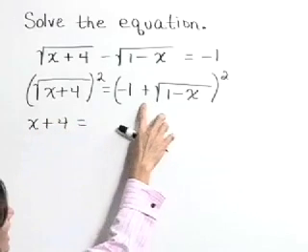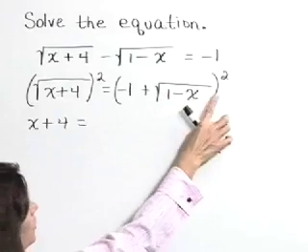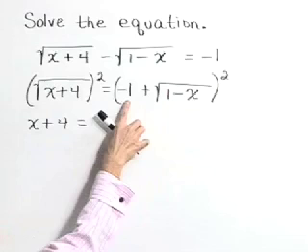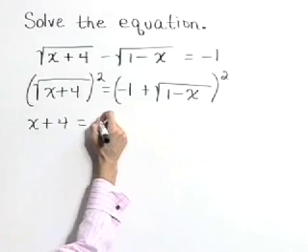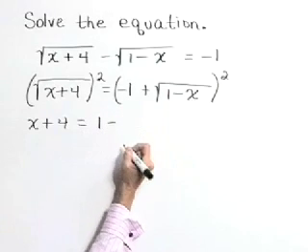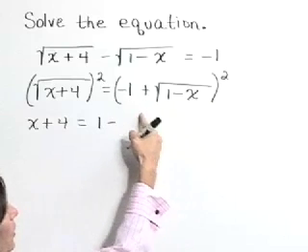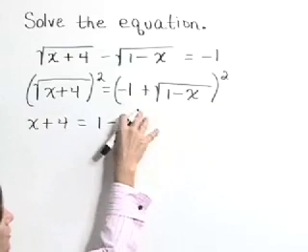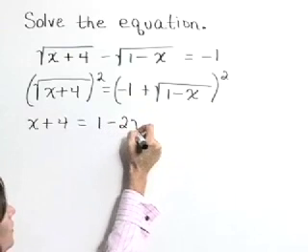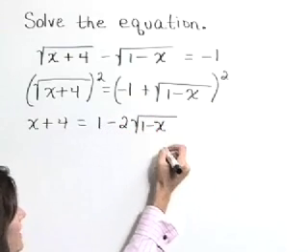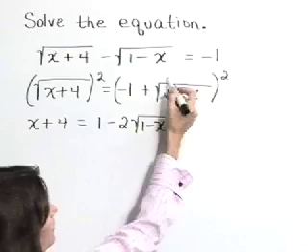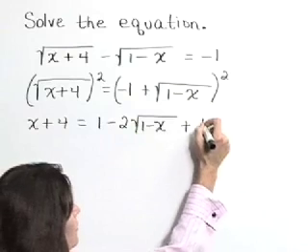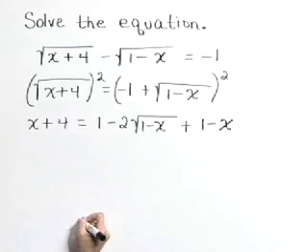Now on the right-hand side we have a binomial squared. Don't forget to FOIL that out. As we do, we'll get that first term squared, -1 squared is 1, minus 2 times our inner and outer product, -1 times the square root of 1 minus x. So that twice is a -2 times the square root of 1 minus x, plus this last value squared. And the square root of 1 minus x, quantity squared, is 1 minus x.